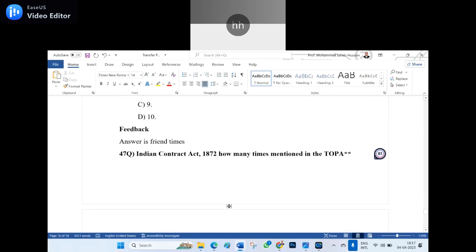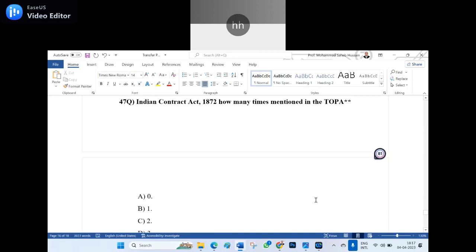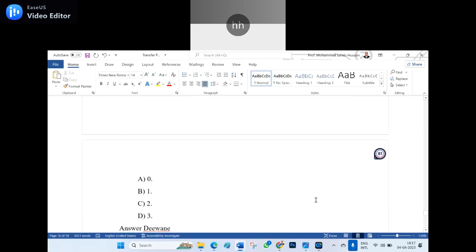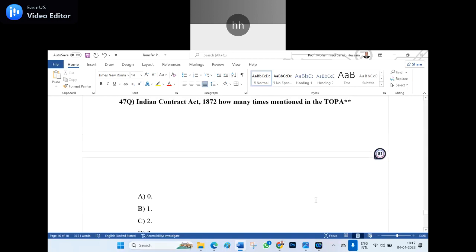And 47th question. Indian Contract Act 1872. How many times is it mentioned in the TOPA? A. 0. B. 1. C. 2. D. 3. B. 1. Are you sure? Yes, sir. Not 2 times. It is 7 times for the Indian Registration Act, and the Indian Contract Act only 2 times.